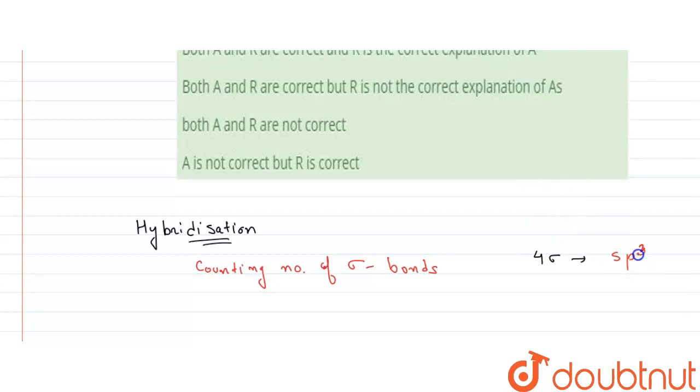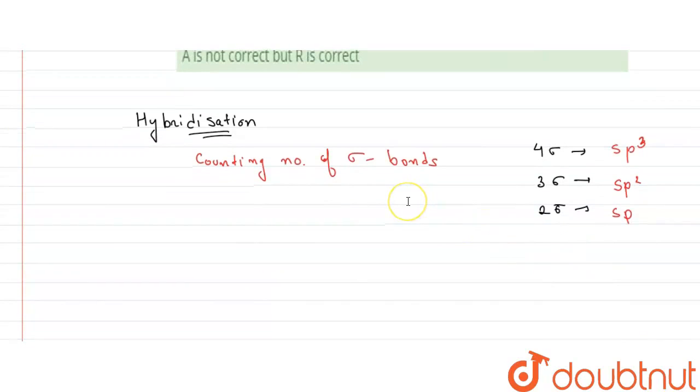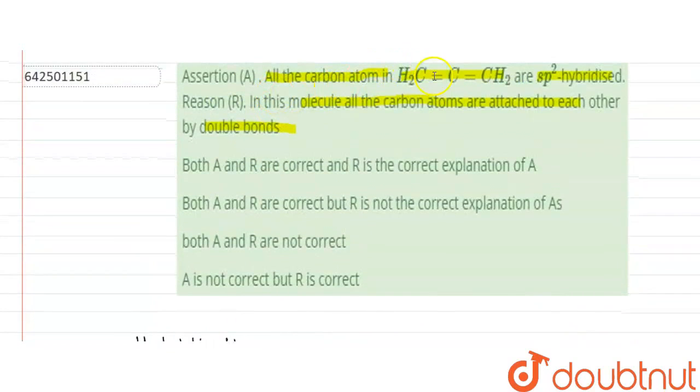Why sp3? Because there are 4 sigma bonds. The first one will contribute for the s and the rest 3 for the p. So p3, sp3: first one for the s, the other 3 for the p, so sp3. Now similarly for the 3 sigma and 2 sigma cases, let me write. So for 3 sigma it will be sp2 with the same logic, and for 2 sigma it will be sp.